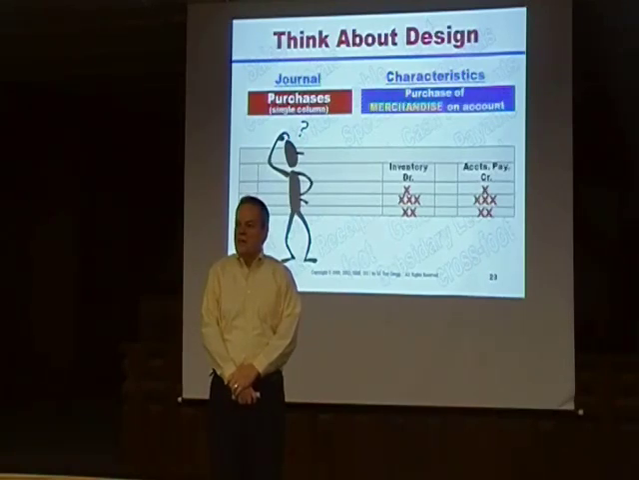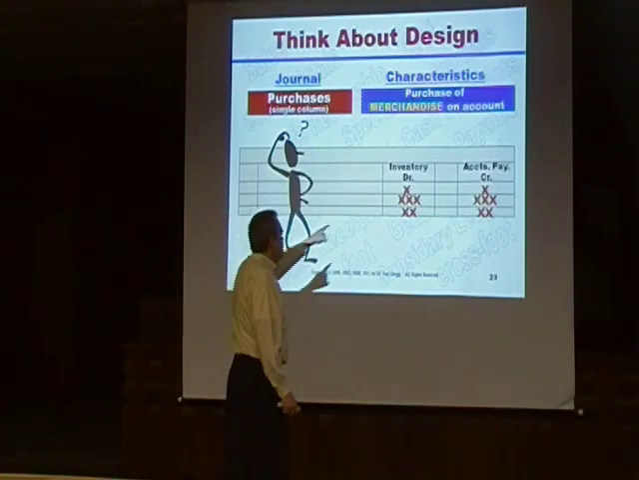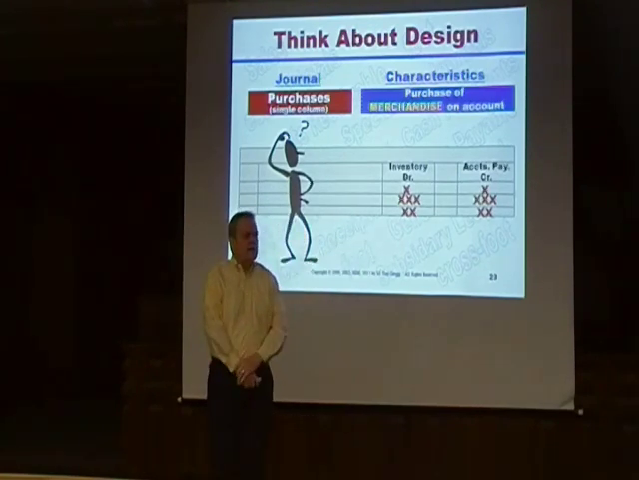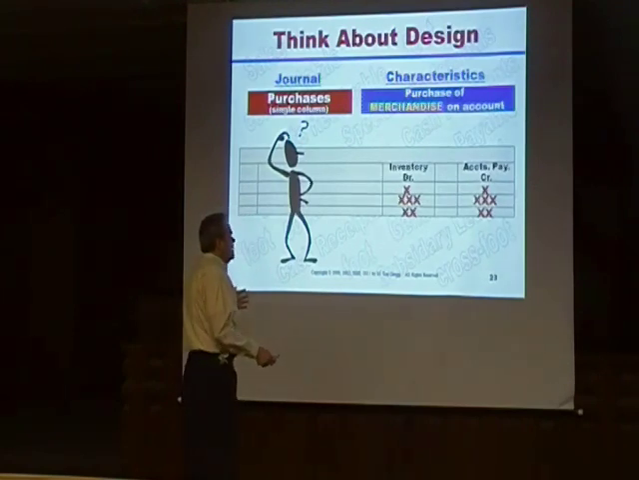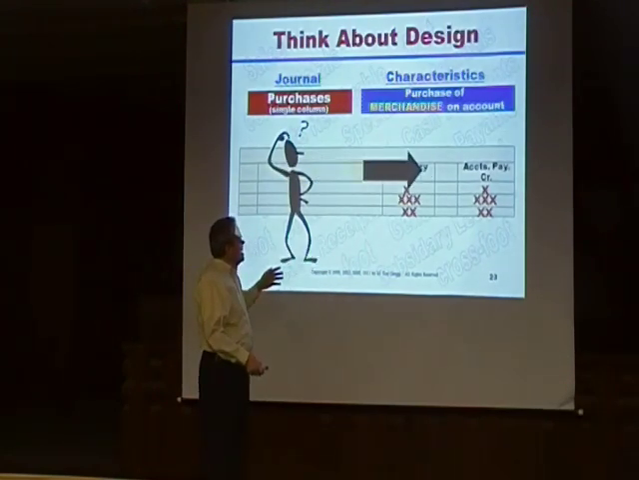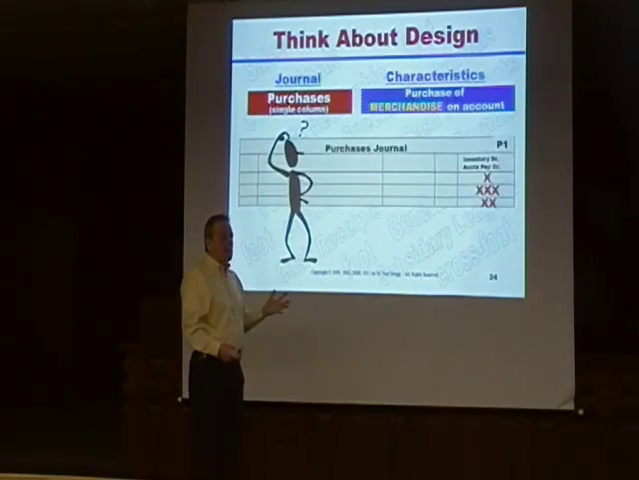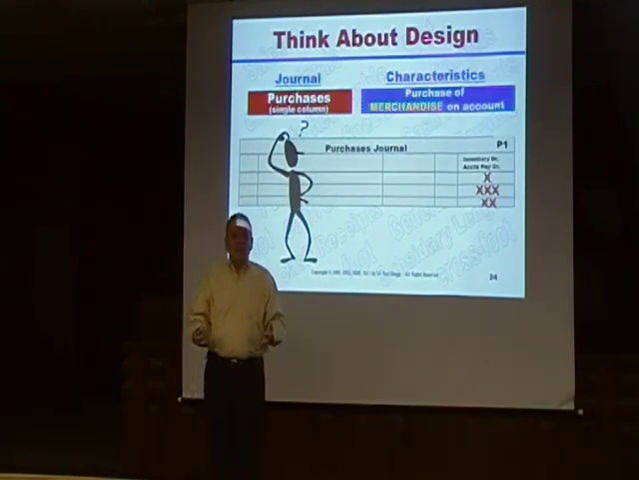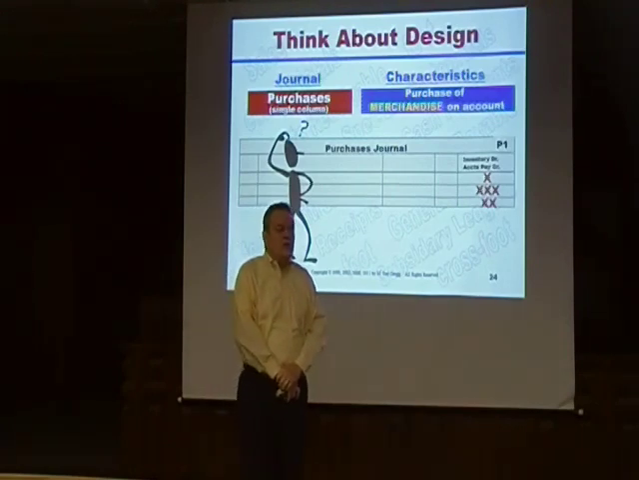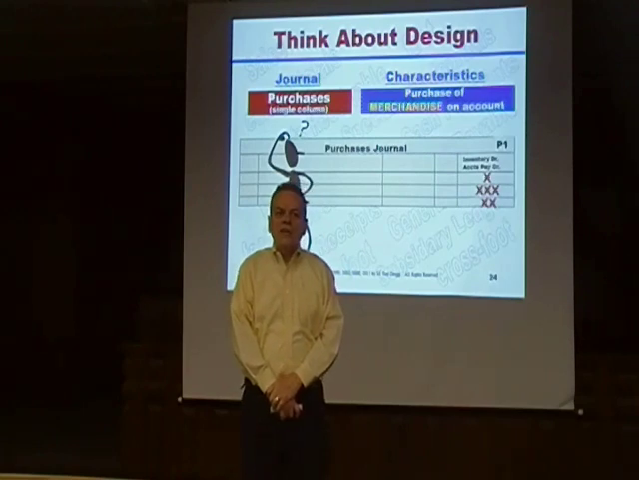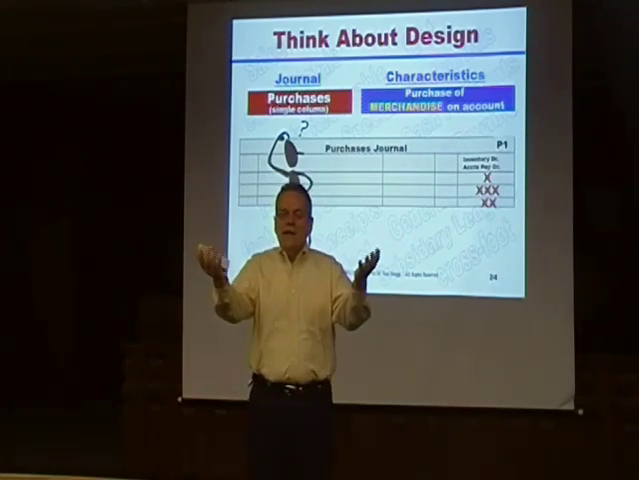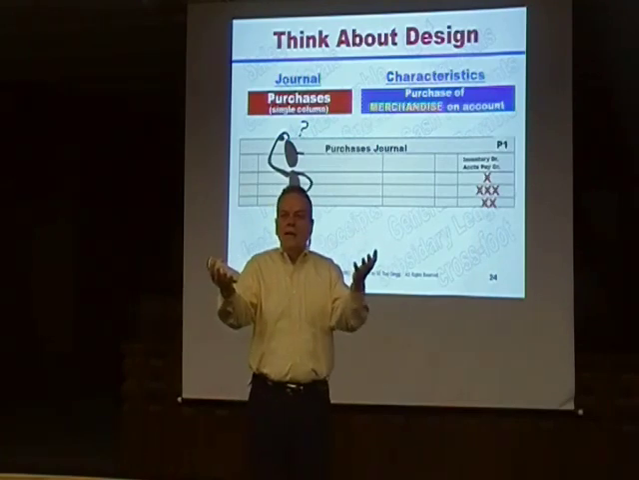I'm thinking efficiency. I'm thinking, why write the same number twice? If that's the same number every time, why couldn't I squeeze all that information into just one column and name the column debit inventory credit accounts payable? Anybody thinking with me this morning? Wouldn't that save some time? And you ought to be thinking, but Mr. Craddock, you told us way back in chapter 2, every entry had to have a debit and a credit. So how would this be a debit and a credit?